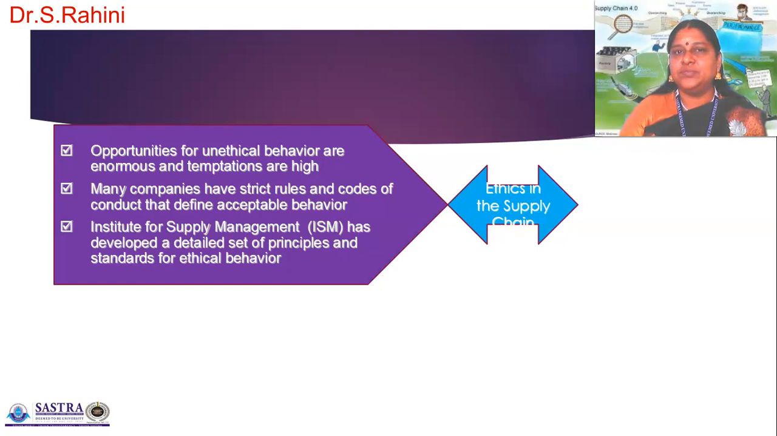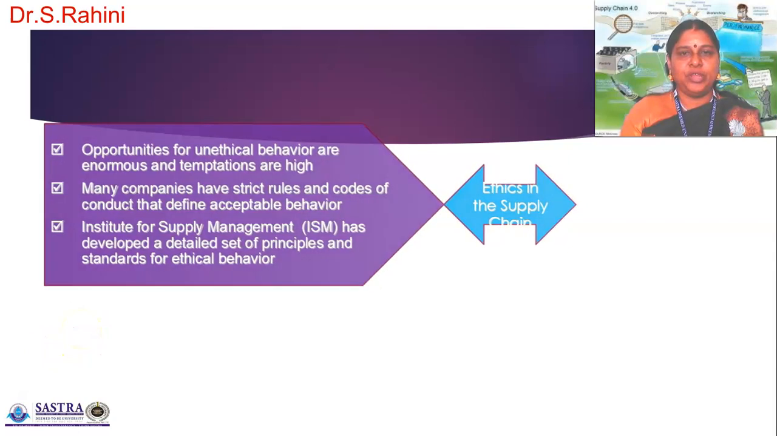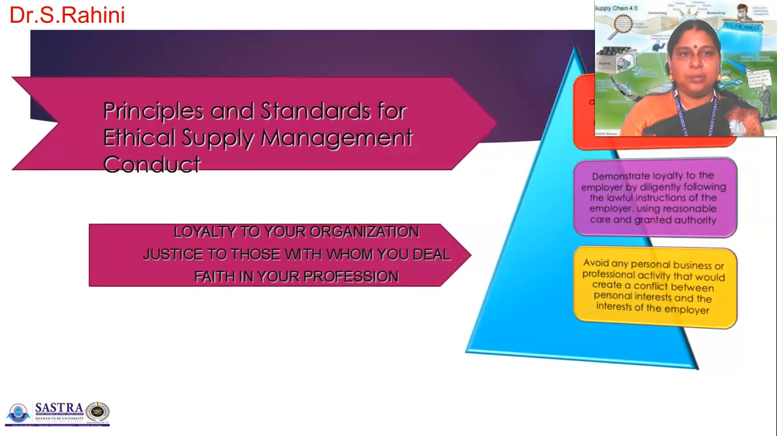There are a lot of opportunities to be unethical, but that will not last long in the industry. Many companies have strict rules and codes of conduct that define acceptable behavior. So when you are a supplier, a retailer, or a distributor, you should abide by the strict rules, regulations, and code of conduct defined by each and every company. The Institute for Supply Chain Management has developed a detailed set of principles and standards for ethical behaviors. So that ethical behavior should be followed in supply chain operations.